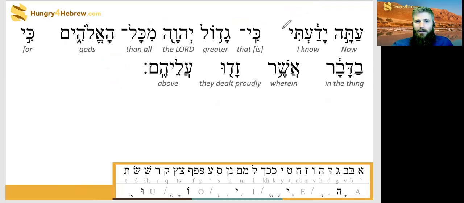Ata yadati ki gadol Adonai mikol ha'elohim, ki badavar asher zadu alehem. Ata. Why is there a strong dagesh in ata?